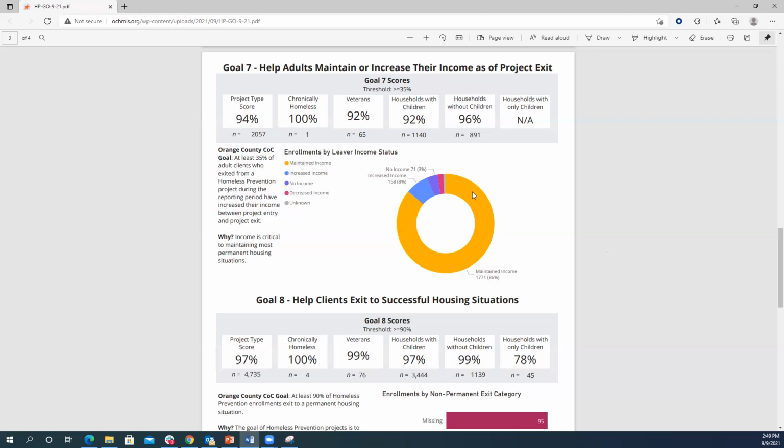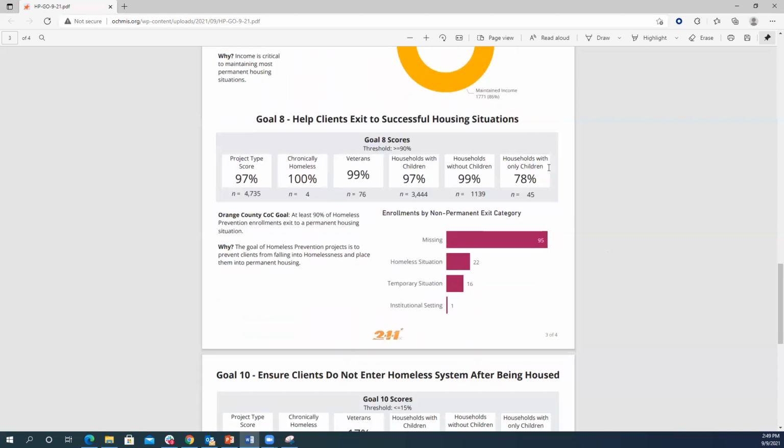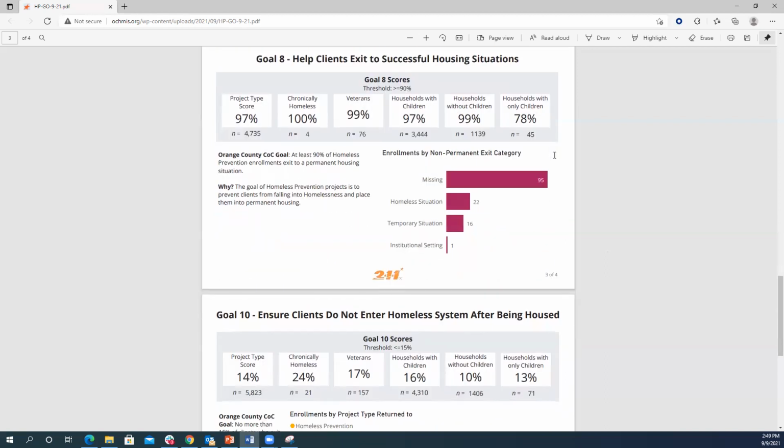86% of these clients maintained their income, and another 8% increased it. So you can see that breakdown there. Only 3% of clients had no income, and then maybe 1% had unknown there, which is great because we do want that information collected at exit.